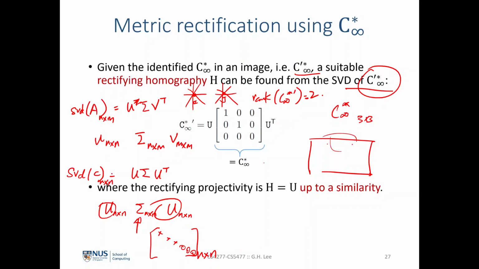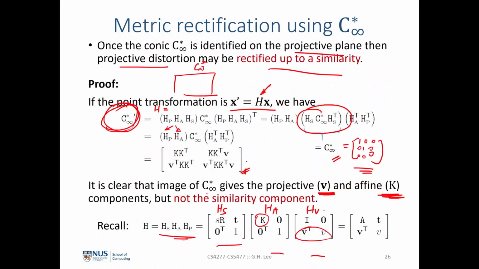What's interesting here is that this matrix will be directly equivalent to C infinity star. Hence we can take the left and right orthogonal matrix U here to equate it to H, which is equivalent to this term that we have seen earlier, because after the decomposition, this is equivalent to U and this is equivalent to U transpose here.